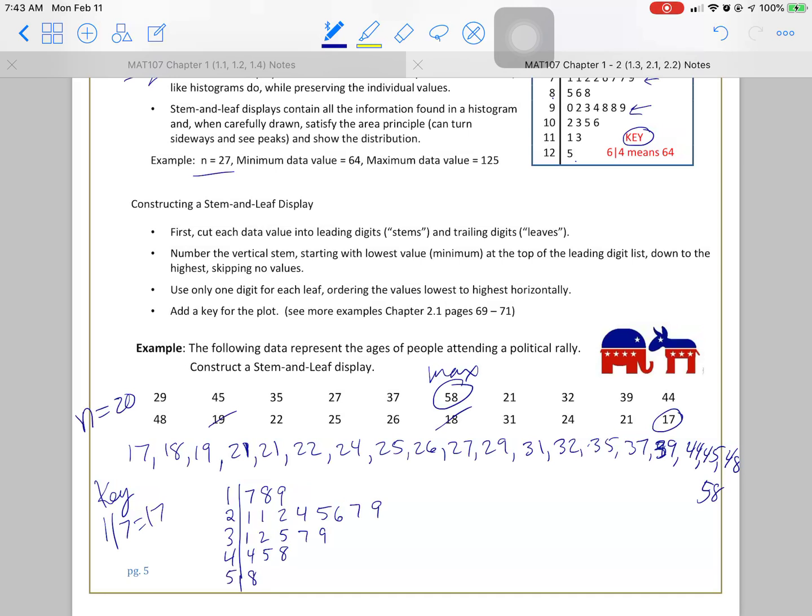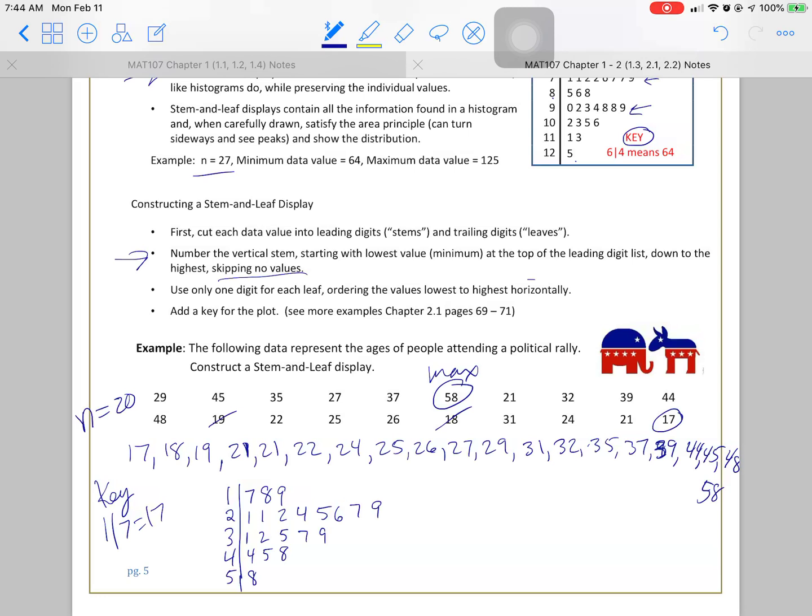So your stem can't skip any gaps. If there coincidentally hadn't been any 40-anythings and I needed to get to the 58, you still have to write the 4. Don't put the 0 if there's not a 40. So you have to write the stem continuously. It says on here, number the vertical stem starting with the lowest value or the minimum at the top, leading digit down to the highest maximum number, skipping no values. So if I had no 40-anythings, I'd still put a 4 in the stem because you can't skip anything in the stem, okay? It's important to see that there's no 40s, that there's a gap.